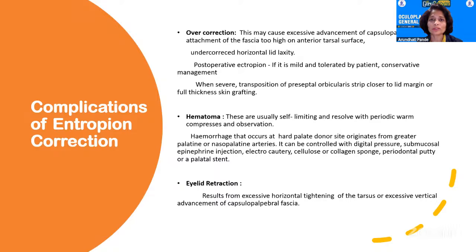Hematoma, very common. These are usually self-limiting and resolve with periodic warm compress and observation. Vitamin C should be given. Hemorrhages that occur at the hard palate donor site originate from the greater palatine or nasopalatine arteries. It can be controlled with digital pressure, submucosal epinephrine injection, electrocautery, cellulose or collagen sponge, or periodontal putty or a palatal stent. Eyelid retraction results from excessive horizontal tightening of the tarsus or excessive vertical advancement of the capsulopalpebral fascia.